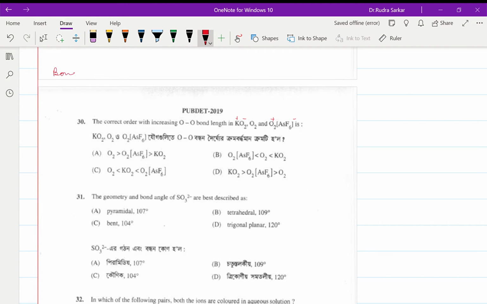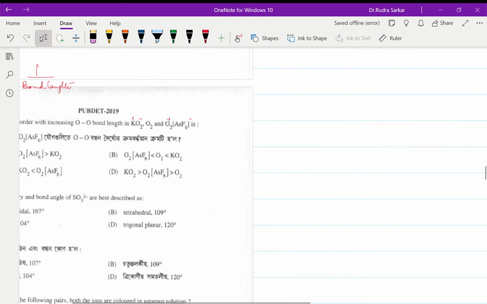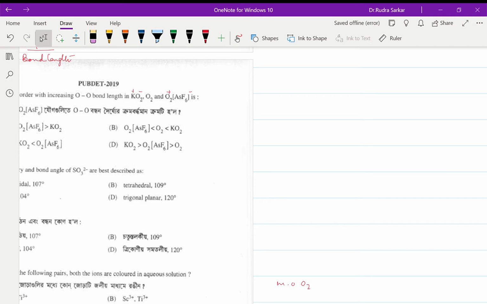Bond order, how is it related to bond length? It is inversely proportional. So if we calculate bond order, we can comment on bond length. Okay. So to find out the bond order, we have to use the molecular orbital diagram of oxygen.